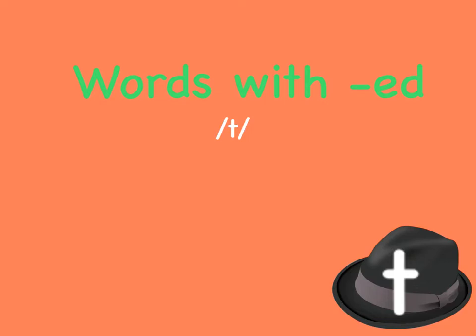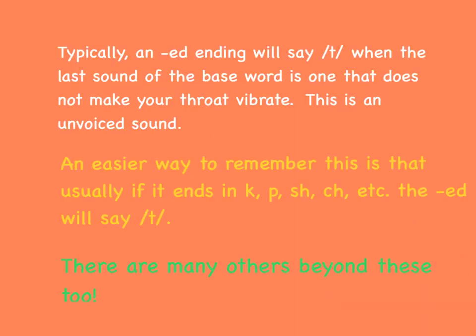As you may recall, ed can say d, t, and id, and depending on the base word is what lets us know whether it should say d, t, or id. Typically, an ed ending will say the t sound when the last sound of the base word is one that does not make your throat vibrate. This is called an unvoiced sound.